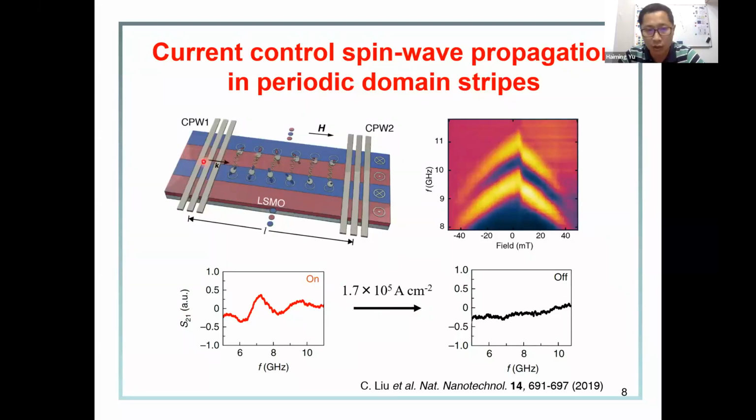And then in this structure, because LSMO is a metallic material, we apply electric current also along this k vector direction, and we can switch the domain stripes into different orientations and then control the spin wave propagation from on to off. So this is the main result of the experiments. I will come back with more details.